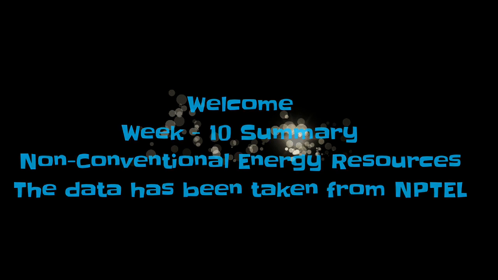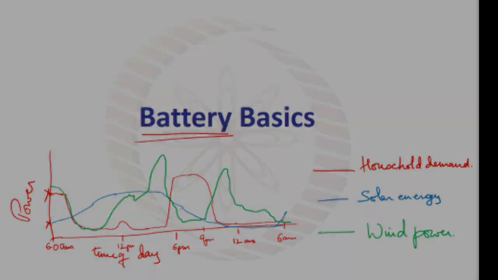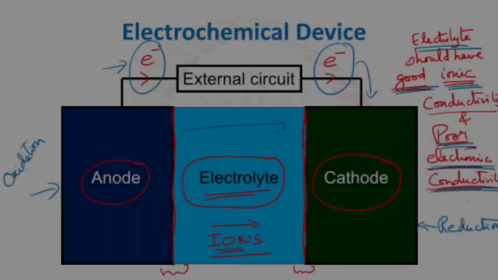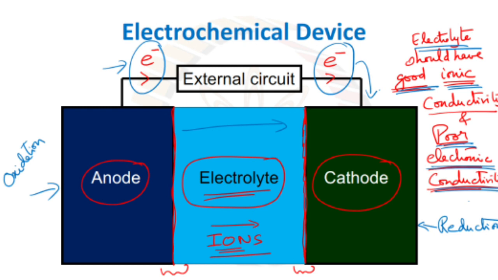So without taking much time, we are moving towards the first topic, that is battery basics. There are electrochemical devices, electrode phase, electrolyte phase and charge transfer, and there are energy storage devices. So what is a battery? We have to study that. So what is an electrochemical device? It uses an anode and a cathode, and between them there is an electrolyte and there is an external circuit.